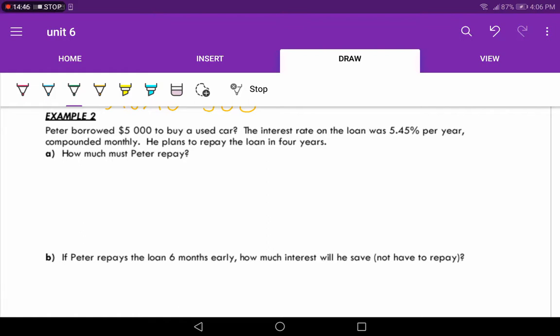So same as before, we're going to highlight the information. So, whoops, it's not my highlighter. We borrowed $5,000, okay? Here's our interest rate per year, which I don't even need to do the per year. So that's my interest rate, compounded monthly, and we're repaying in 4 years. Okay, so again, it's always going to be helpful to write out your variables and fill in the information you know.